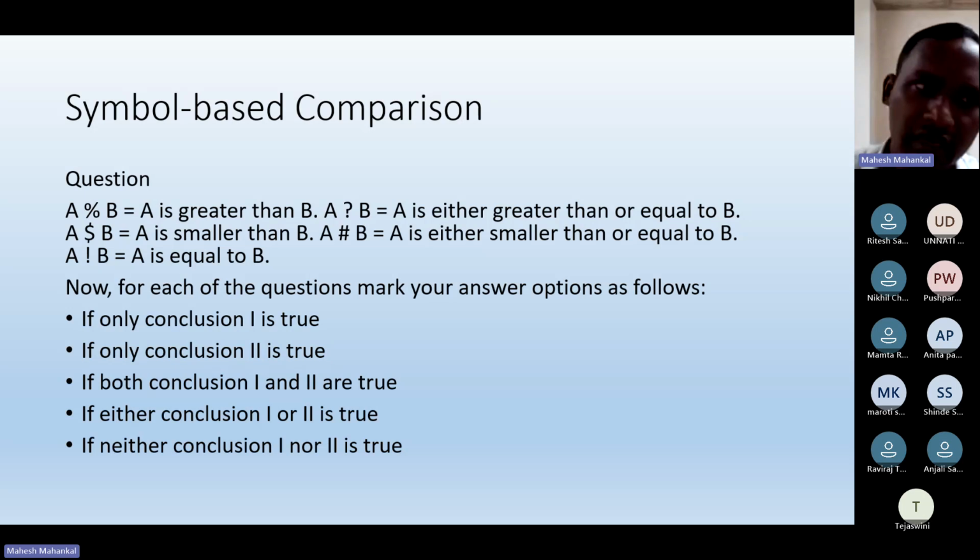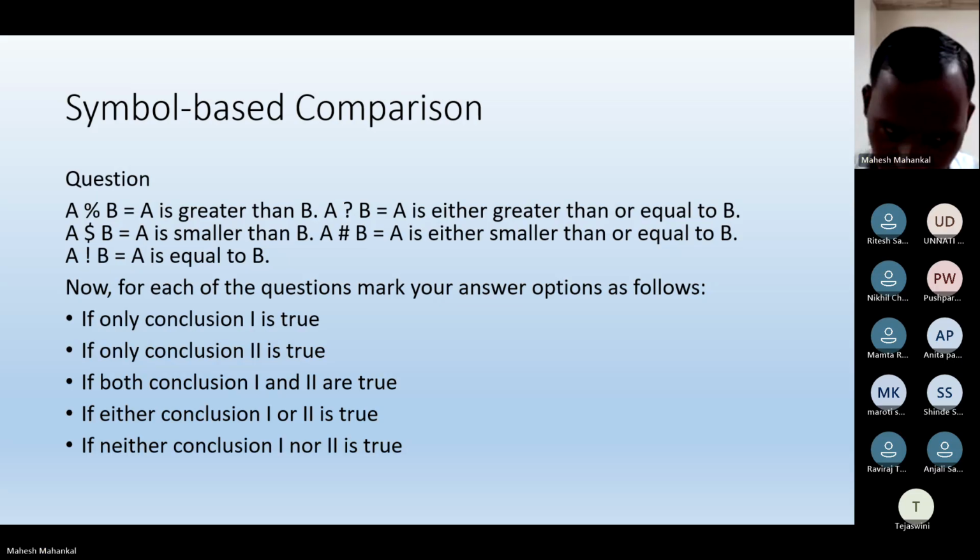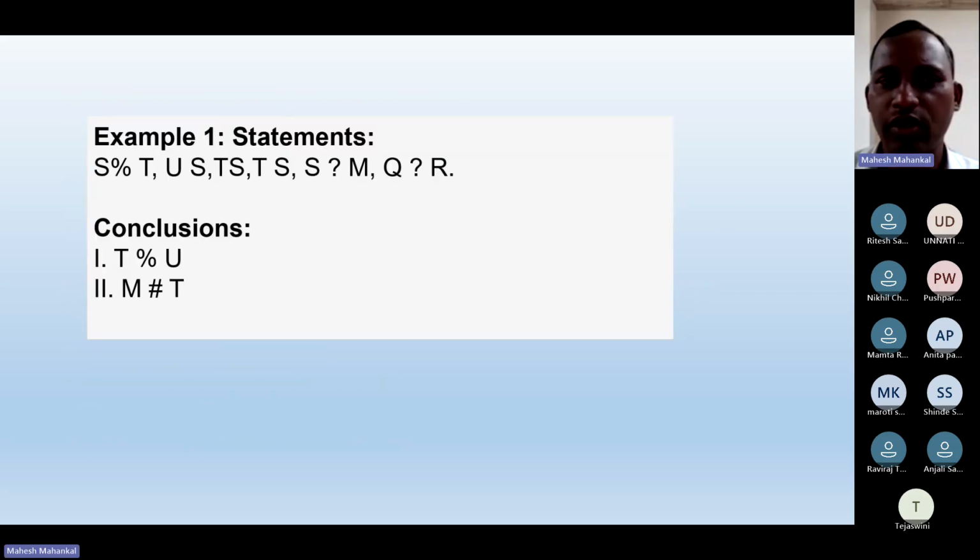Okay, in the instruction, A percentage B means A is greater than B. Likewise, they will give you all types of symbols, and then they are going to ask you questions, which is exactly true. Like they have given you this statement, and the conclusion is like that. Out of these two, which one is correct? They're going to ask you.